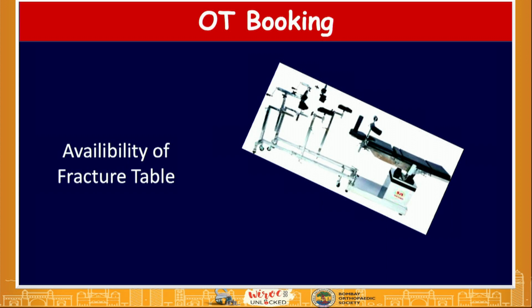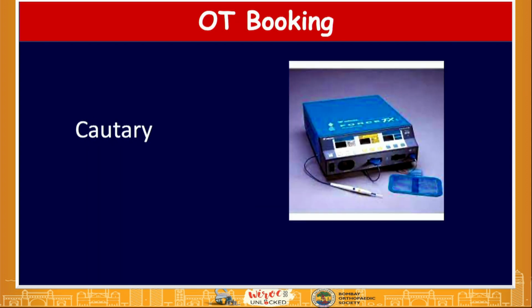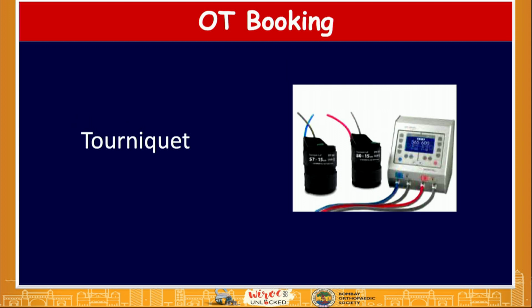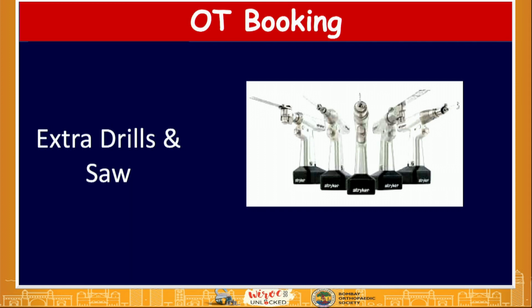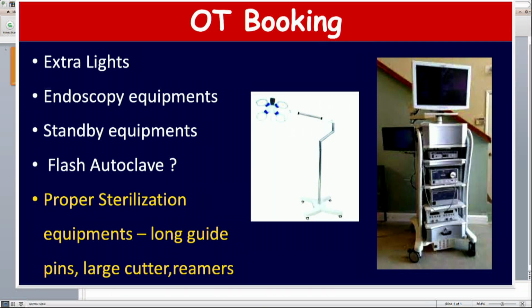So while doing the booking of the OT, one needs to inquire about the availability of a C-arm, the availability of the fracture table, and whether the cautery required for your requirement is available or not. Tourniquet, if you are operating on an upper or lower extremity where a tourniquet is required, and extra drills and saws, whether they are available or not. Then extra lights, the endoscopy equipment if you are doing a scopy, and whether the standby equipment is available. If you drop the equipment, which once in a while does happen, whether the flash autoclave is available or not.